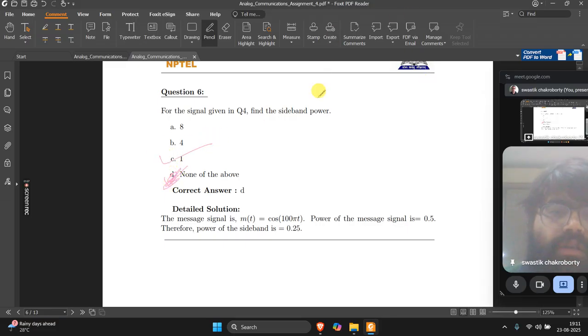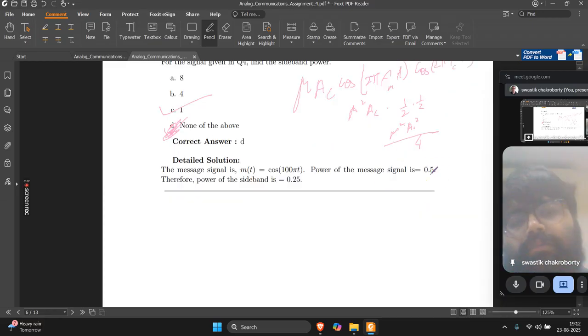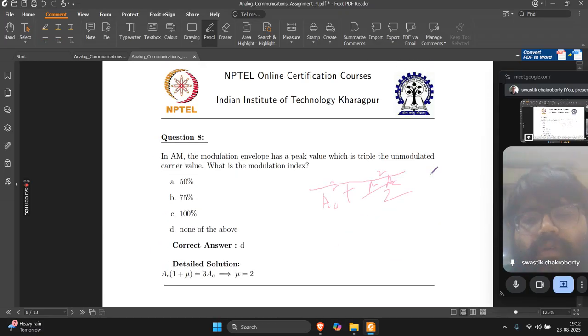Because, see, the sideband is mu AC cos 2 pi FMT and cos 2 pi FCT. So both of these sinusoids will contribute to the total power. So mu square AC square into half into half. So it is mu square AC square by 4. Okay. So it is 1 and 1 over 9.